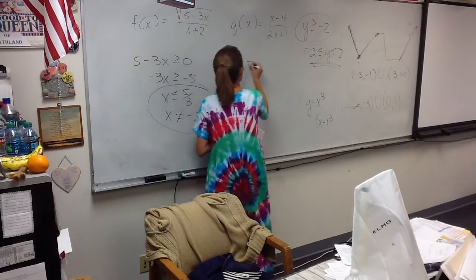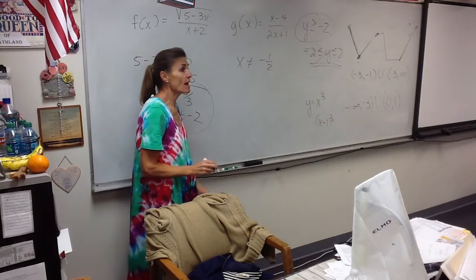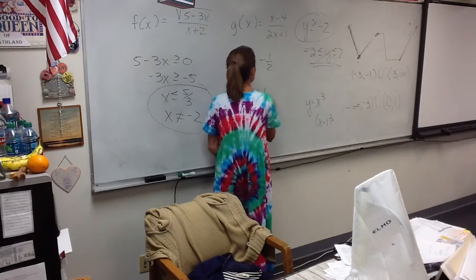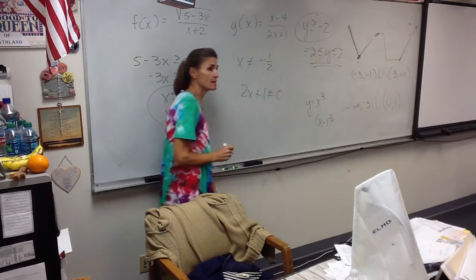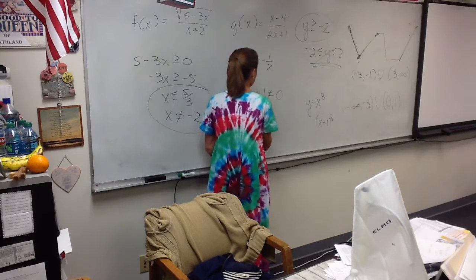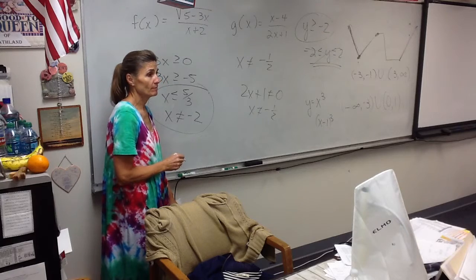X cannot equal what, Jessica? -1/2. Now, how did Jessica know that? She remembers the rule that says whatever is in your denominator cannot be 0. And when you solve that, you get that x can't be -1/2.